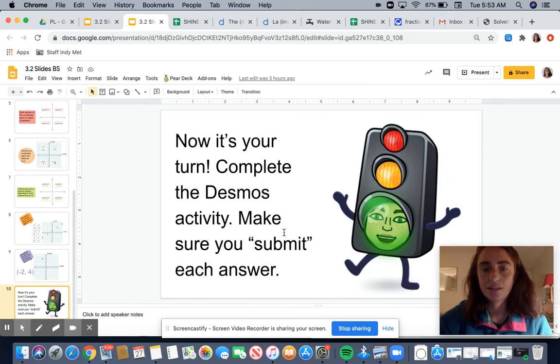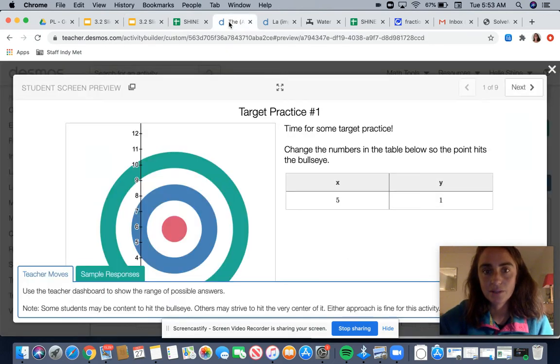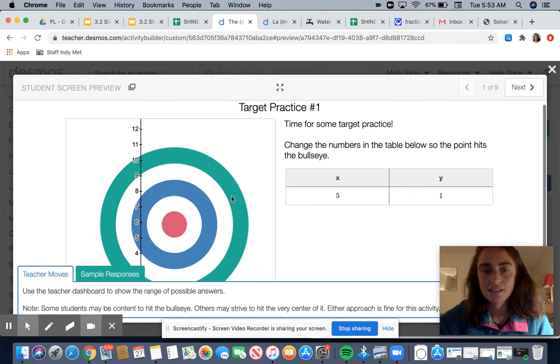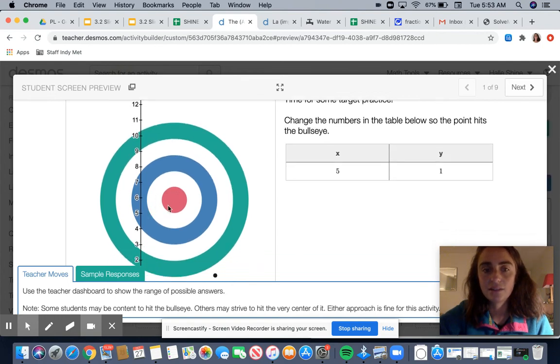Okay, so that was your quick intro to graphing. Now you want to go to the second thing attached in your Google Classroom post today, called the Decimals activity. Make sure you hit submit with each answer. So I'll show you, this is what it should look like. It's target practice, and you're practicing plotting points on the graph.